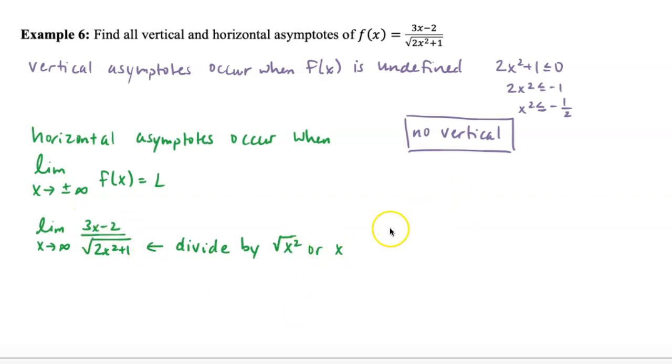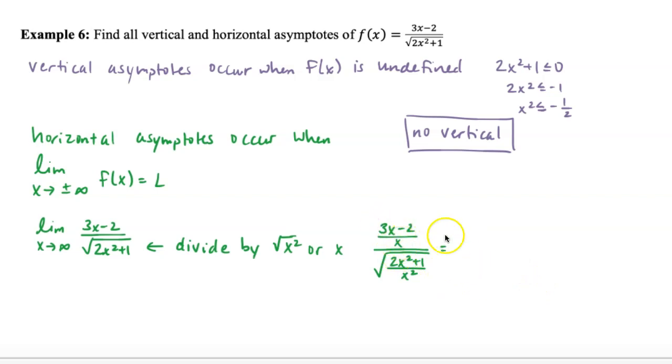And so let's do this algebra. So I'm dividing 3x minus 2. Now since this isn't inside of a square root, I'm just going to divide that by x. And my denominator, since my 2x squared plus 1 is inside of a square root, and I want to perform this division inside of my square root, I get the square root of 2x squared plus 1 divided by x squared. Really doing the same thing in the numerator and in the denominator. So this is sound. We're not changing the value of this expression.